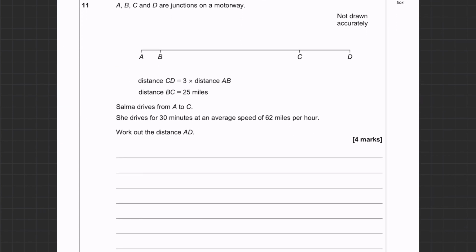This one's a bit of a hefty question and requires a bit of thinking. A, B, C and D are junctions on a motorway. Distance CD is 3 times the distance of AB, and distance BC is 25 miles. So I'm going to highlight the distances to make life a little bit clearer. So B to C is 25 miles. C to D is 3 times the distance of AB. So we've got these two bits of information drawn on, so it's a bit clearer.